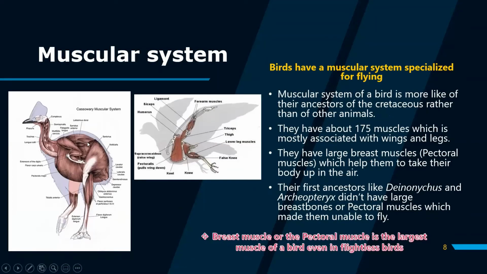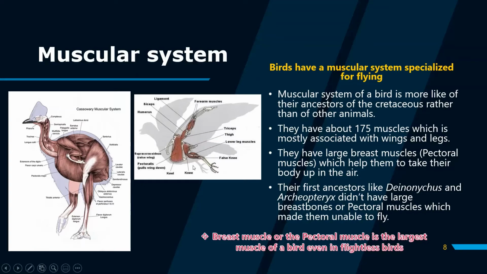Muscular system. Most of the birds have muscular systems specialized for flying, as their main locomotion method is flying. Their muscular system is more like that of their ancestral dinosaurs. Not much difference, and they have about 175 individual muscles, mostly associated with the legs and wings, and the most prominent muscle is their breast muscle.